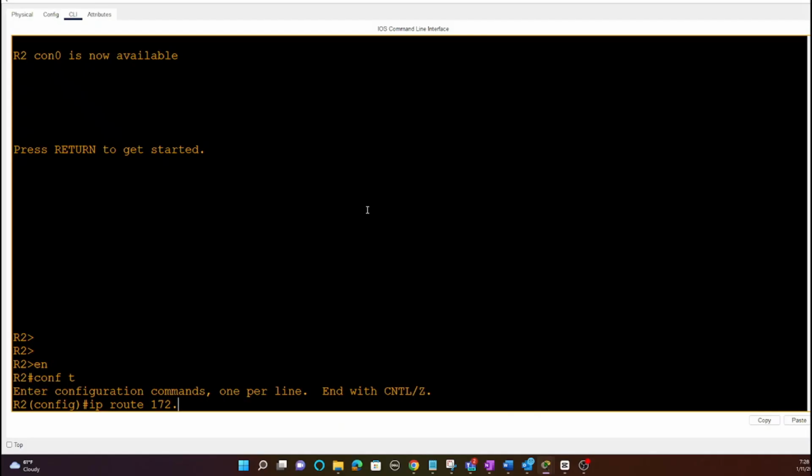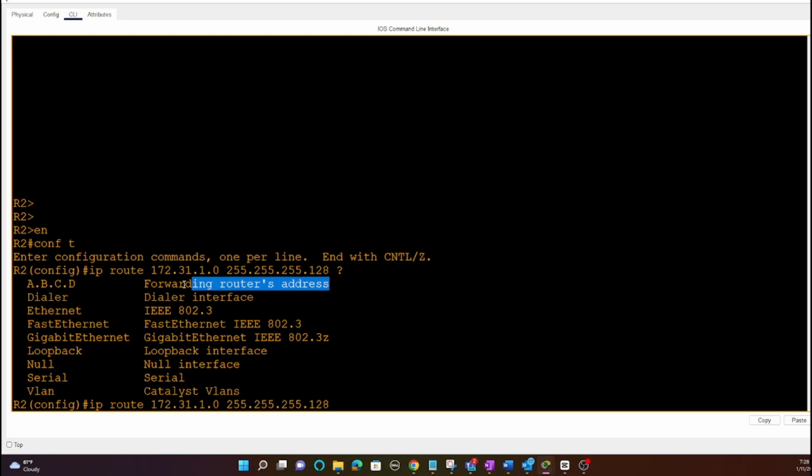So we're going to go 172.31.1.0 and then a /25, which translates to a .128. And then again, let's use the help right here. Last time we used the forward router's address, or the next hop IP address. This time we're going to use a specific interface because we're pretending that we don't even know the next hop IP when we really do.